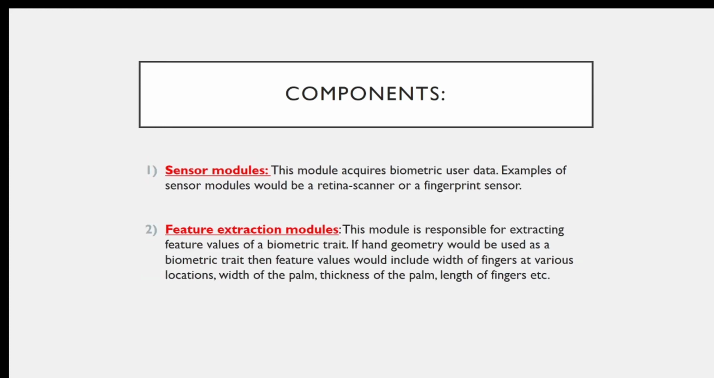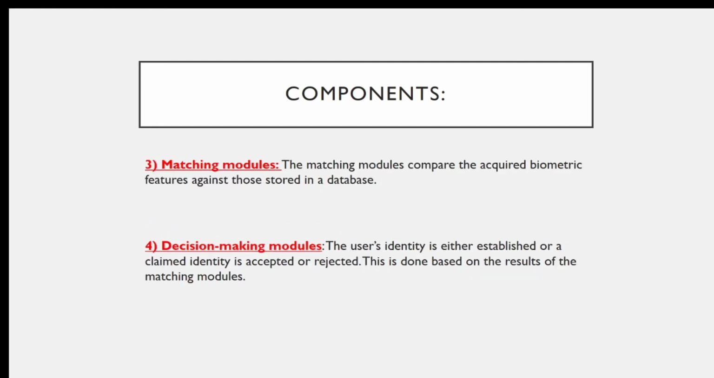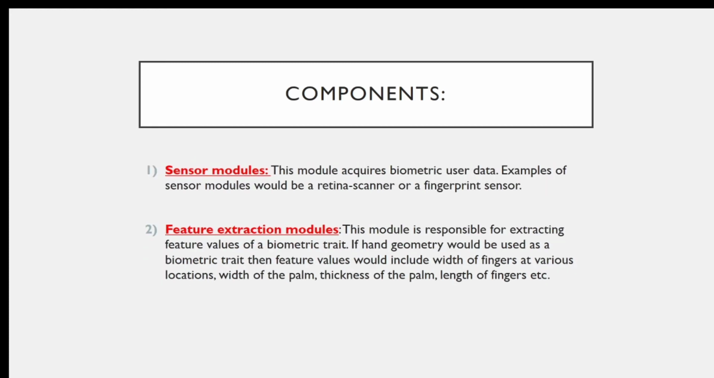So these are the four components of a biometric system. Let me explain once again. There are four modules: sensor module, feature extraction module, matching module, and decision making module. The sensor module acquires the biometric user data. If we touch our fingerprint to the device, it will scan. Or if we show our face, it will scan our face. So this is the sensor module, a scanner that can sense the data of that user.